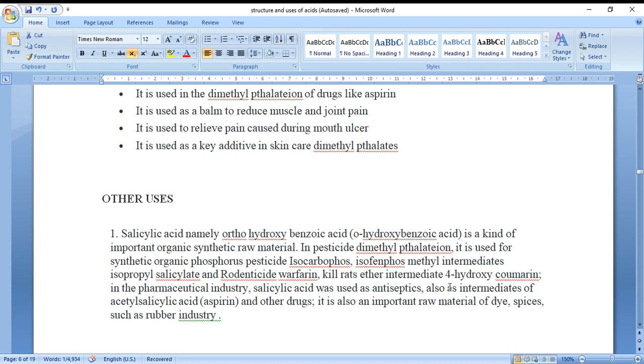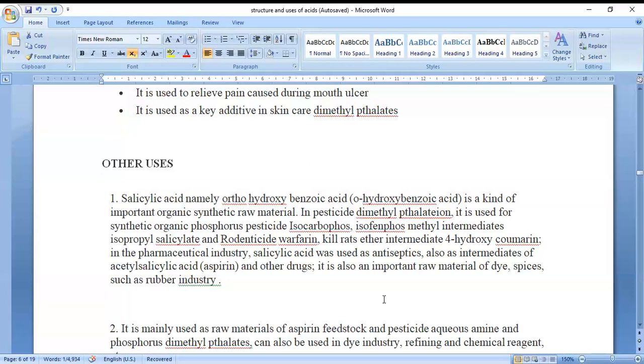So it may be used either as an intermediate or directly as an antiseptic, and it is also used as an intermediate in the preparation of acetyl salicylic acid as well as other drugs. And it is also used as an important raw material for dyes, spices, and in the rubber industry.